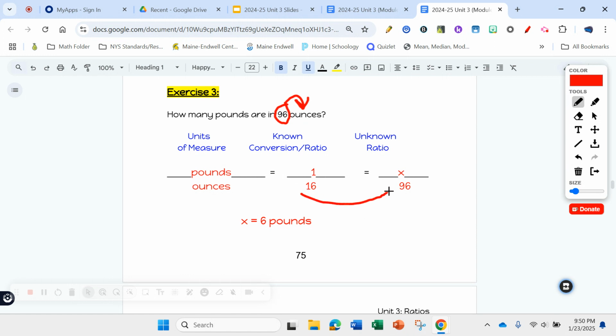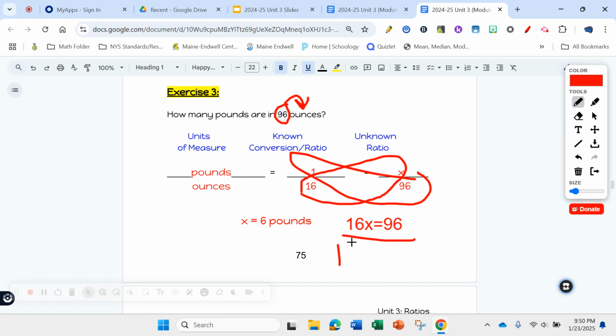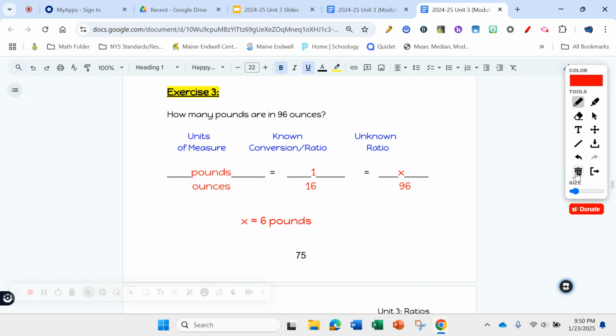So I have to cross multiply because I have no idea what number times 16 is 96. Once I cross multiply, it's going to look like 16x equals 96. Then you know you divide both sides by 16, and I'm sorry that my writing's crazy. So 96 in your calculator divided by 16 will give you 6 pounds. So that's how we're using page 8 for this middle ratio, okay?